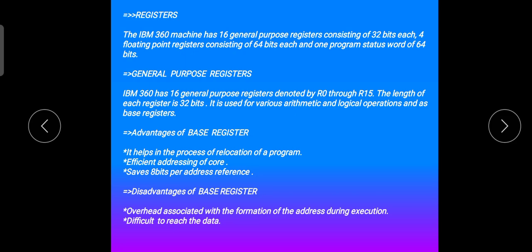Advantages of base registers: it helps in the process of relocation of a program. Efficient addressing of core, using 8 bits per address reference. Disadvantages of base registers: number 1, overhead associated with formation of address during execution. Finally, difficult to reach the data.